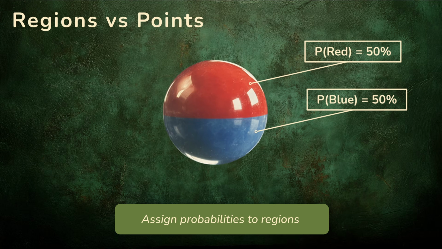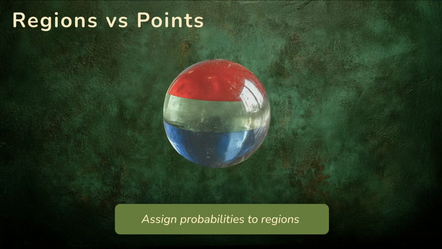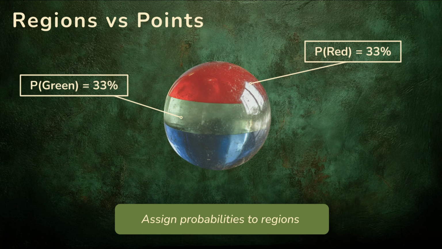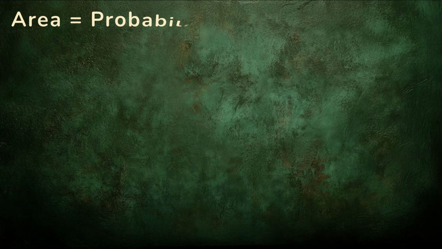Or perhaps you could paint the marble so that the top third is red, the middle third is green, and the bottom third is blue. Then when you roll the marble, there's a 33% chance of each outcome. We're rounding slightly. We can generalize this idea.